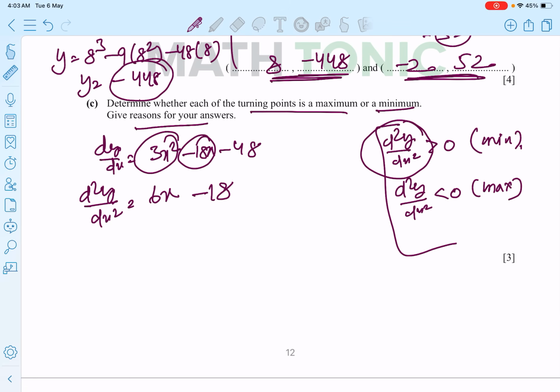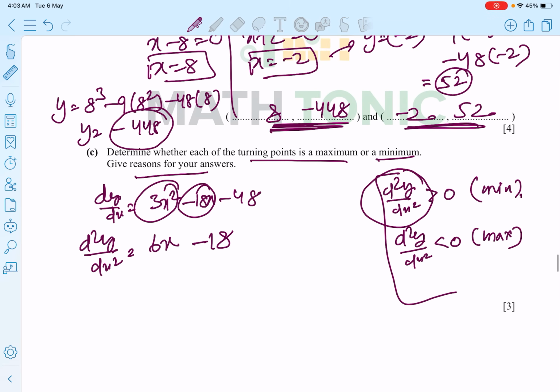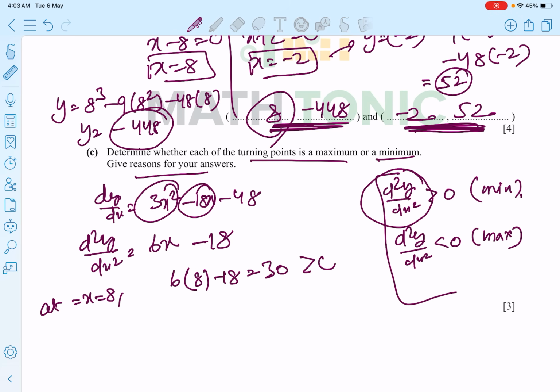Now we have two values here and here, right? Can you see this? Two turning points. So we can put the value of x there. At x equals 8, I'm talking about this, can you find 6 times 8 minus 18? Is it okay? Yes or no? So if I do this, I get 30, which is greater than 0. So what does it mean? This point will be your minimum point.